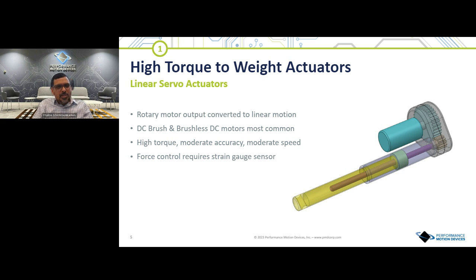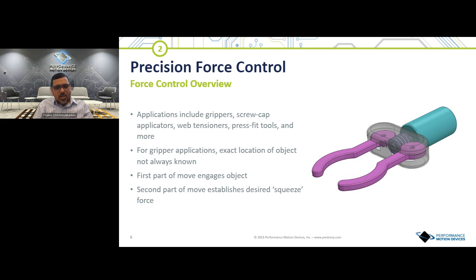The other technique that's asked for a lot, and we get a lot of questions on, is precision force control. Obviously, you can use force sensors like a strain gauge to measure the force and act on it. But there are lots of applications where there's not enough space to put a sensor. If you look at this particular example, it's a gripper or a screw cap applicator, or one of those applications where the exact location of the object is not always known.